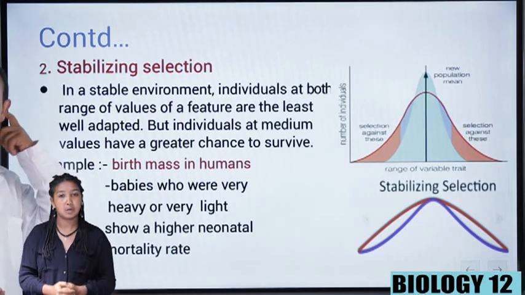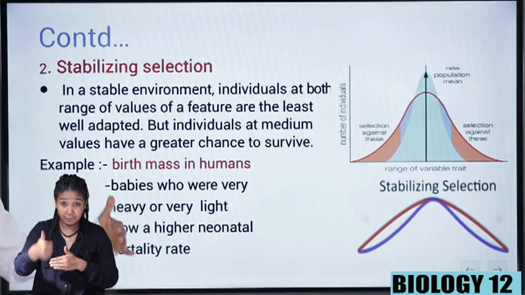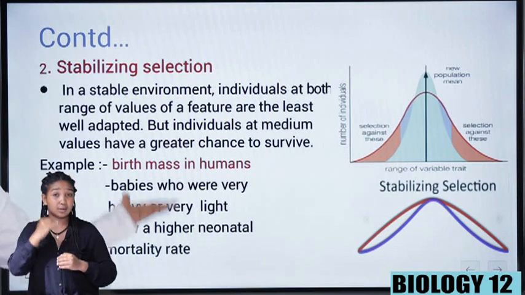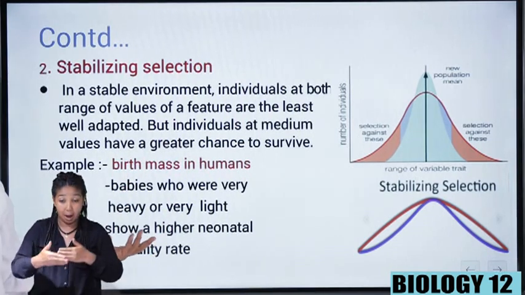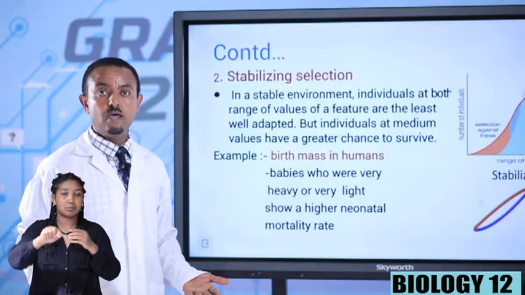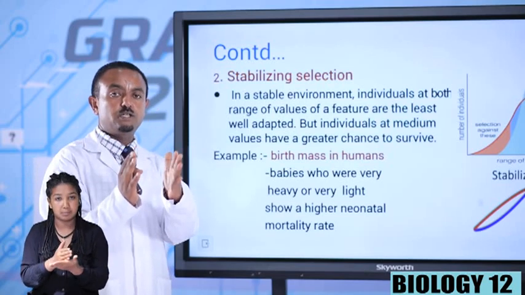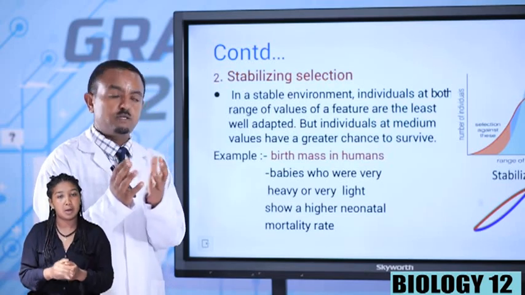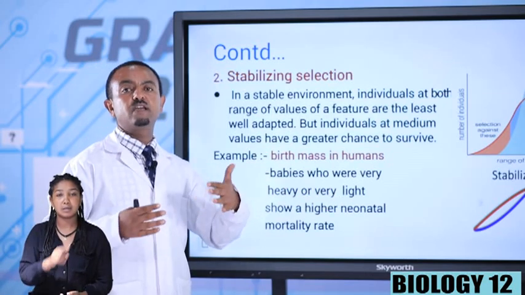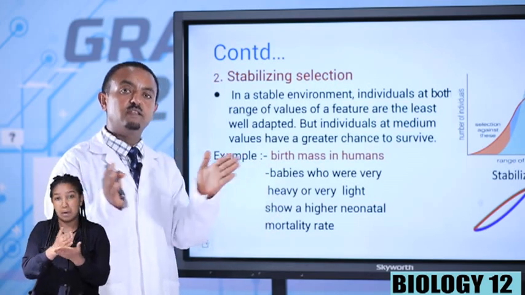Neonatal mortality rate means that during birth or after birth, babies with very heavy birth weights and babies with light weights will die because they couldn't survive the environment. But babies in the mean mass, or moderate or medium mass, can survive. That means it is in a stabilizing size, in the middle size.